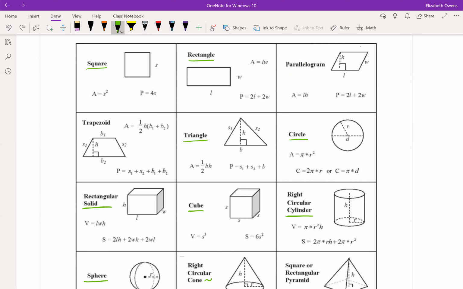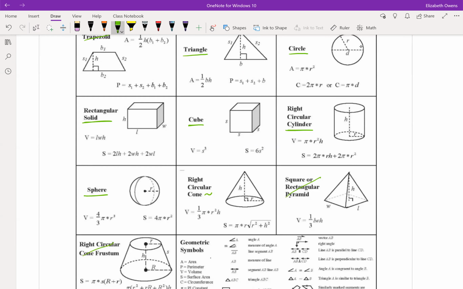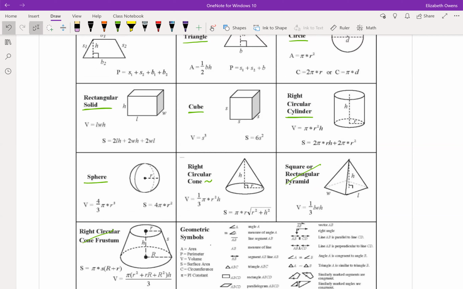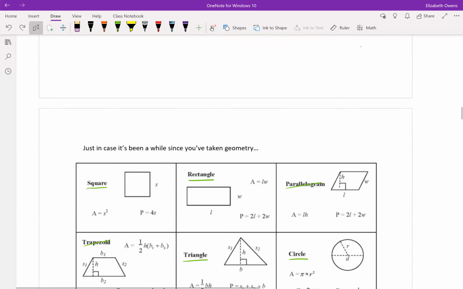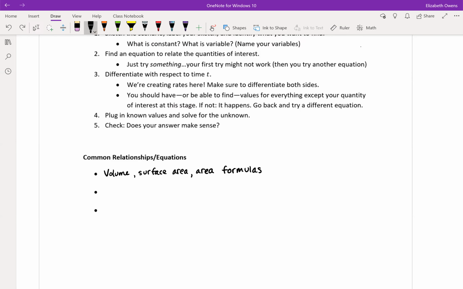We don't tend to see too many parallelograms. So not too many of those, not too many trapezoids, pyramids or frustums. On occasion you might need those, but they are not the most common shapes for these type of problems. Okay. So there would be our volumes and surface areas and general area.